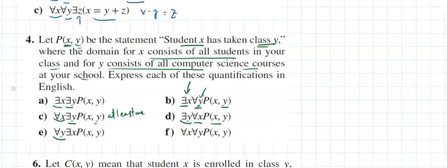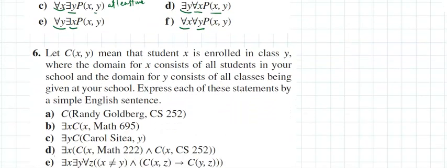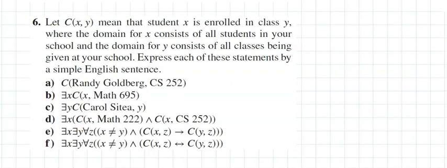Here, every computer science course has been taken by, instead of some, at least one student in your class. And here it says every student in the class has taken every computer science class. Keep on forgetting the word science.